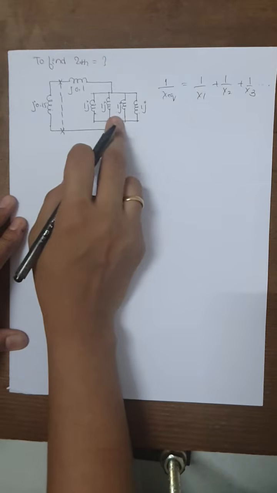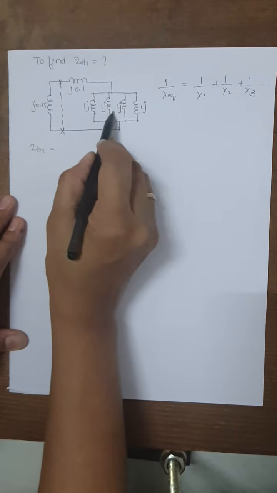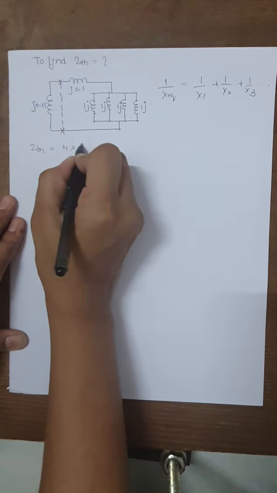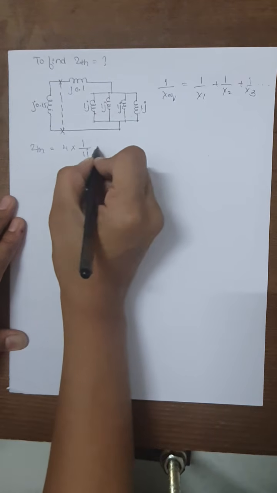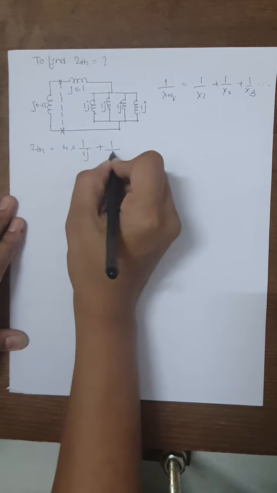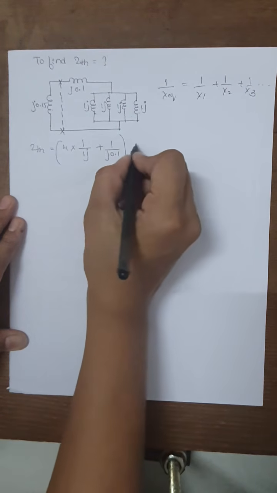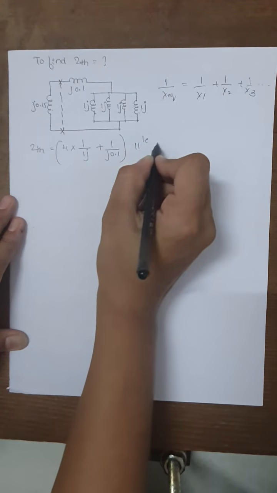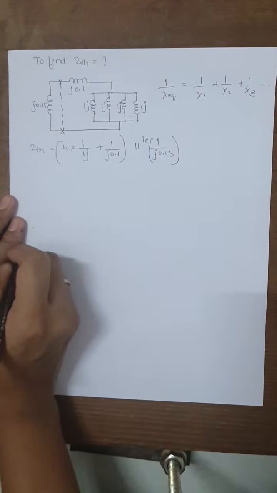So the same thing I am going to do here also. Z Thevenin will be equal to: we have 4 reactances, all connected in parallel, 4 multiplied by the reactance 1/J1, and that is connected in series with the transformer reactance 1/J0.1, and this entire combination is connected in parallel with the reactance 1/J0.15, that is the generator reactance.